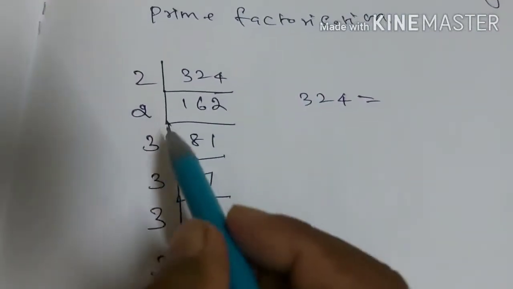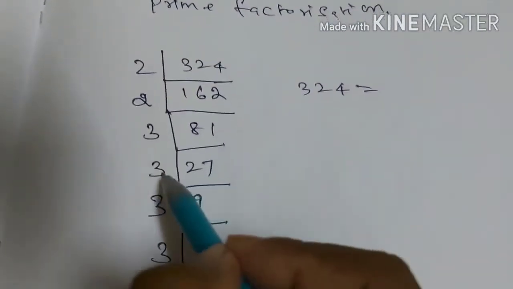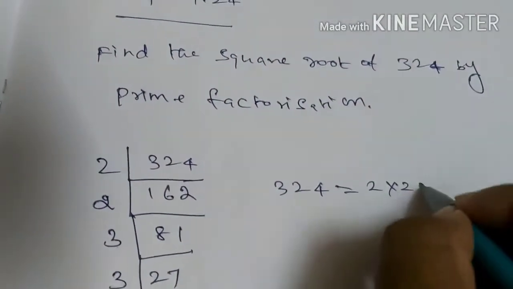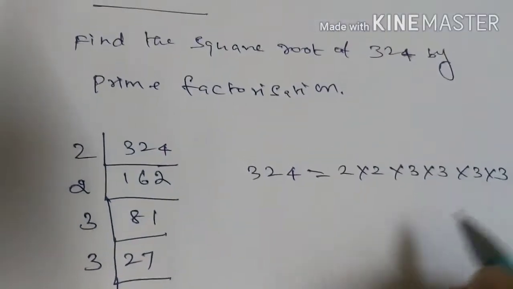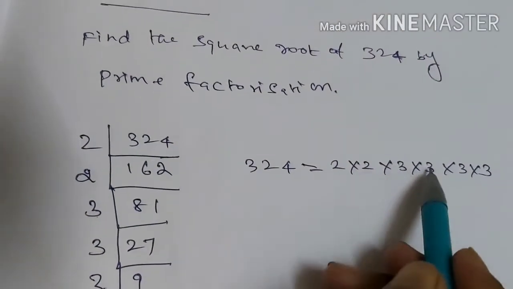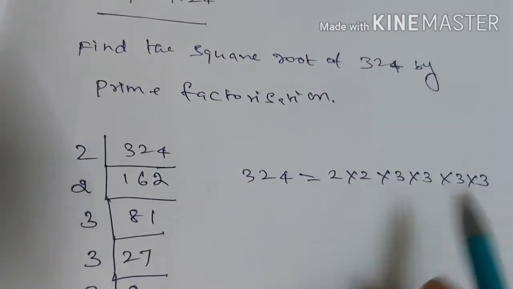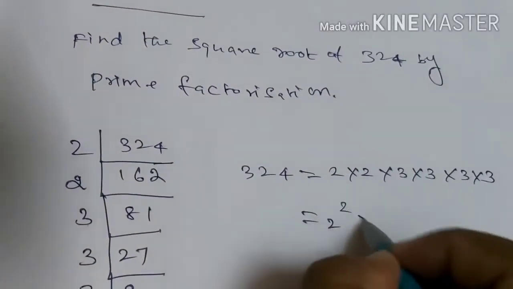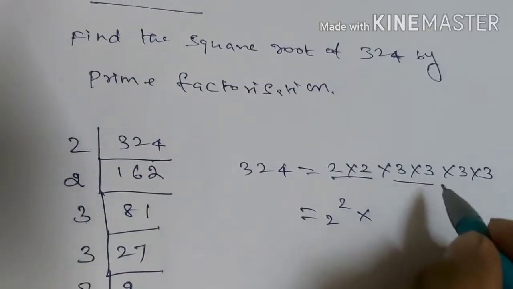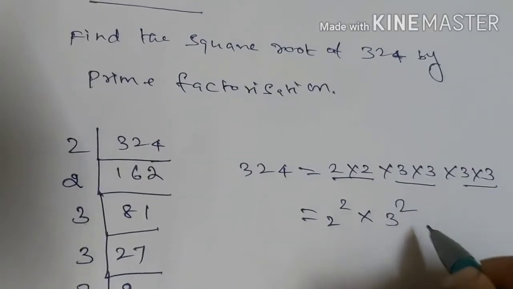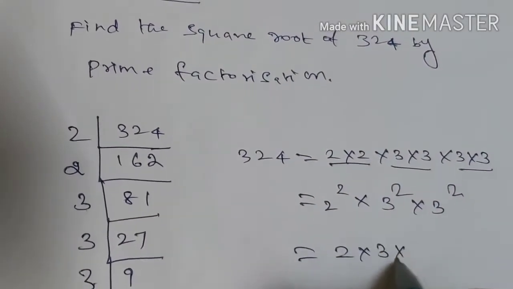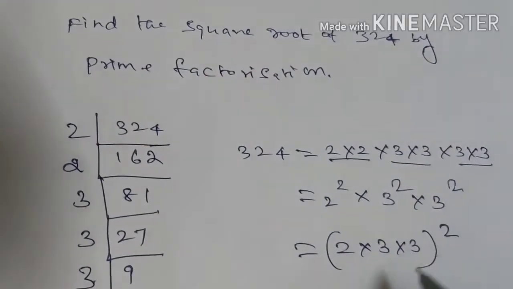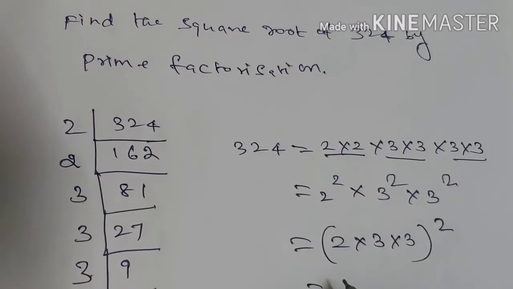So 324 equals how many 2s? 2 2s came and 4 3s. So 2 multiply 2 multiply 3 multiply 3 multiply 3 multiply 3. So these are sets of pairs. One pair is the same number 2 times. So 2 power 2, 3 power 2 and again 3 power 2. Now 2 into 3 power whole power 2.